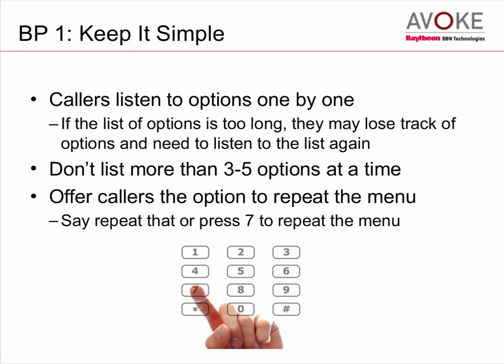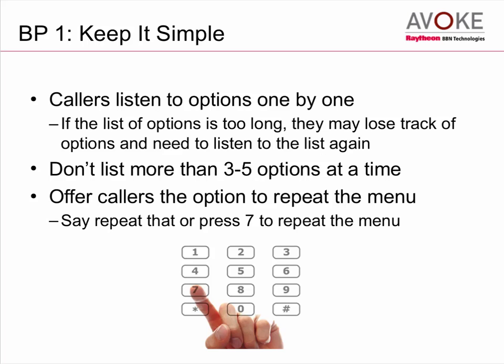Often callers need to repeat the menu. So if you're in a voice system, allow them to say repeat that. Or if you're in a DTMF system, press 7 to repeat the menu. Do you know how many options are in your main menu? If you're in a speech system and the caller doesn't play, do you inform them of the hidden menu? Behind a speech system, everyone's listening for keywords. Do you help them out by giving them directed dialogue?